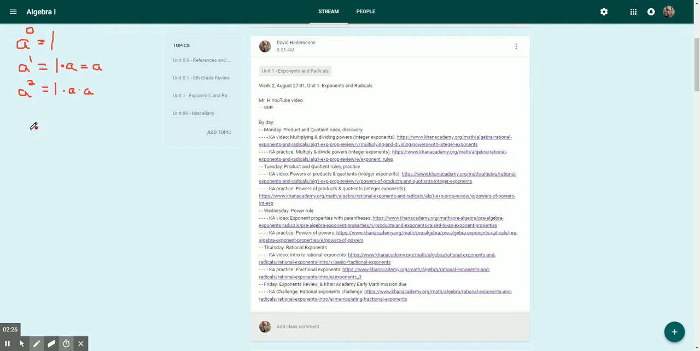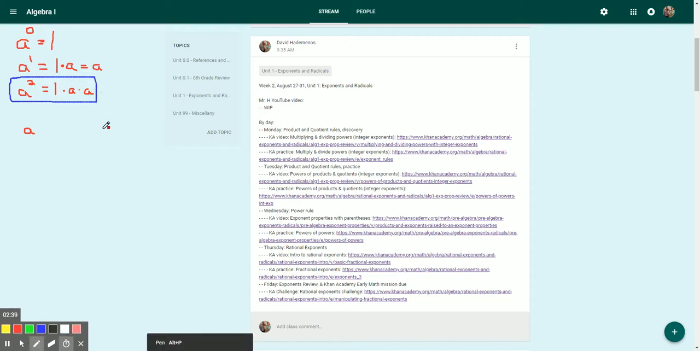So if we just think about this example right here, anytime we see a number or a letter, we don't usually write an exponent above it, but you can always think of it as having an exponent of 1. Anything to the first power is itself. So if we can think of it as always having a 1, then a squared is just, I'll leave out the 1 for now, a to the first power times a to the first power.